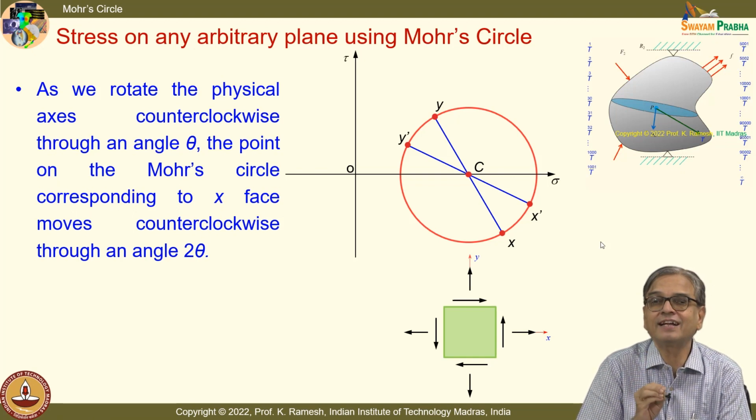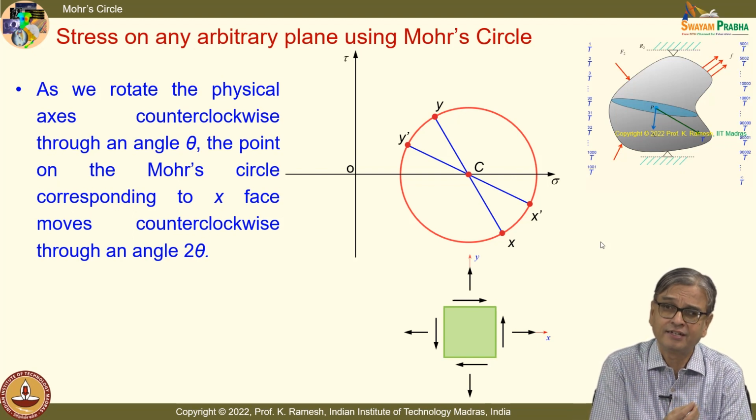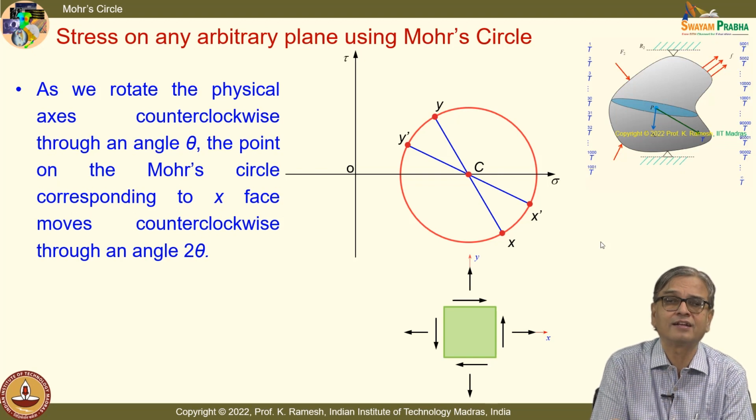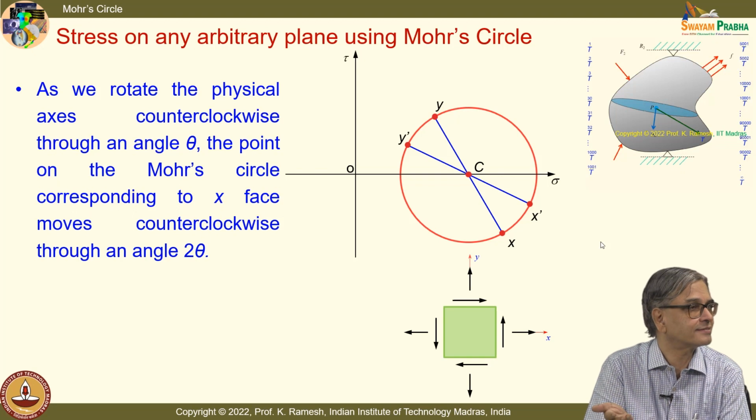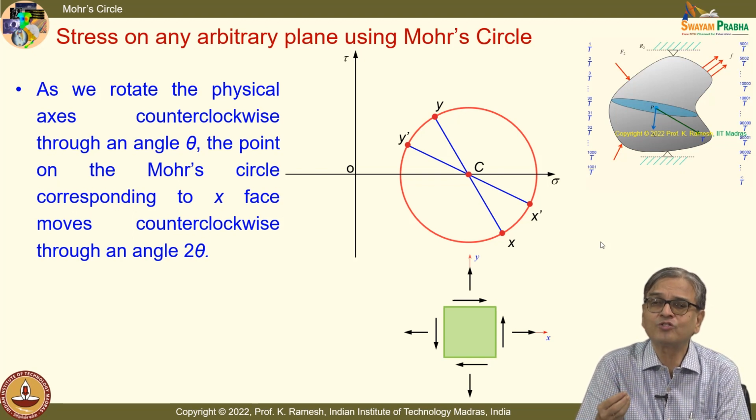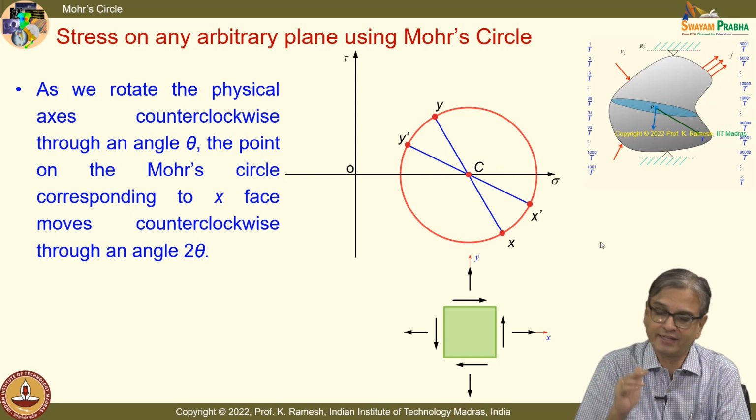And we have already said something very special. Whenever I look at any stress state, when I draw a circle with sigma and tau, it will always cut that horizontal axis. So I am always going to have planes on which only normal stress exists. They are very special. They are called principal planes. So that is one thing.